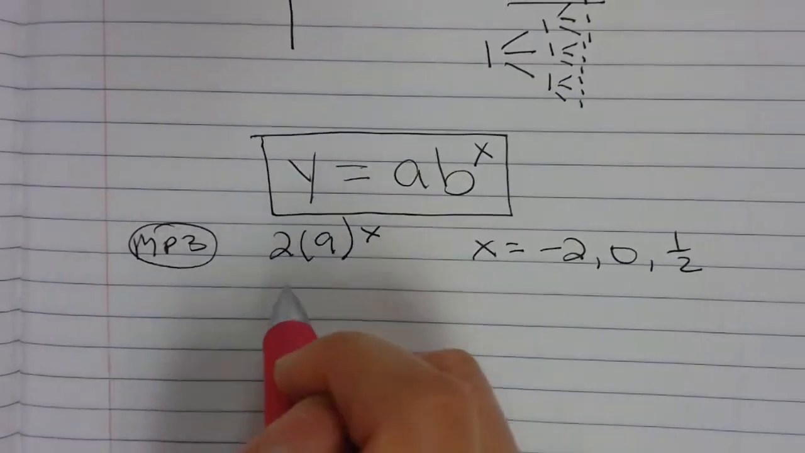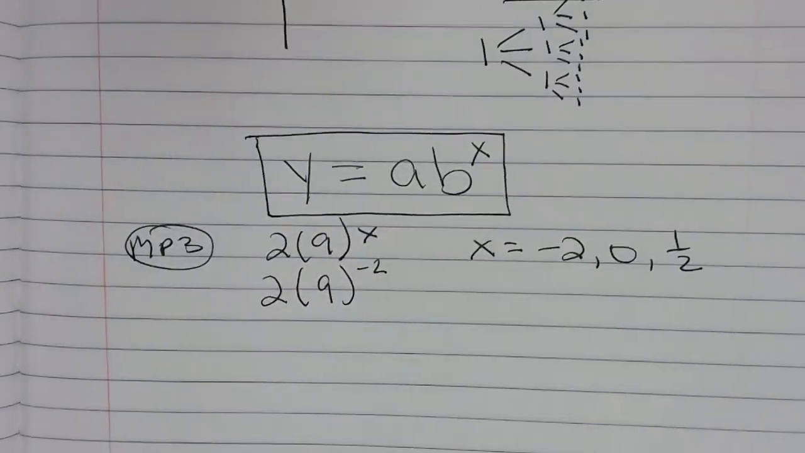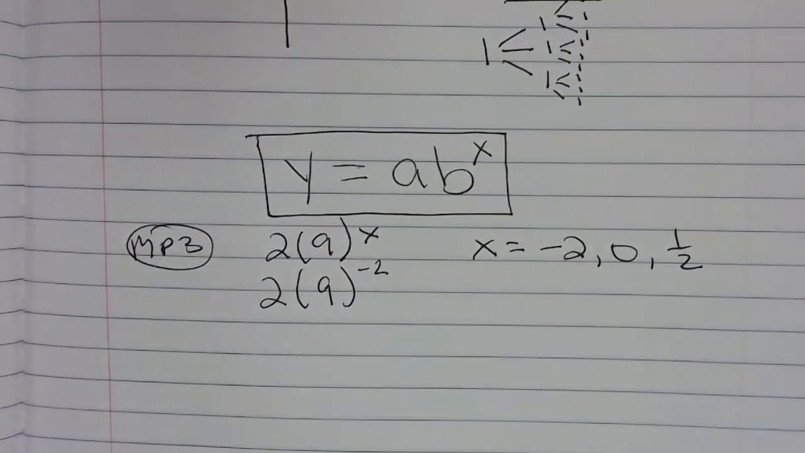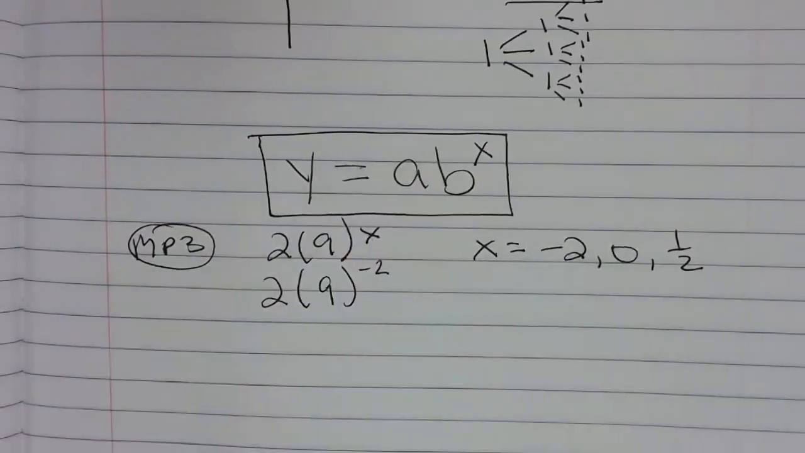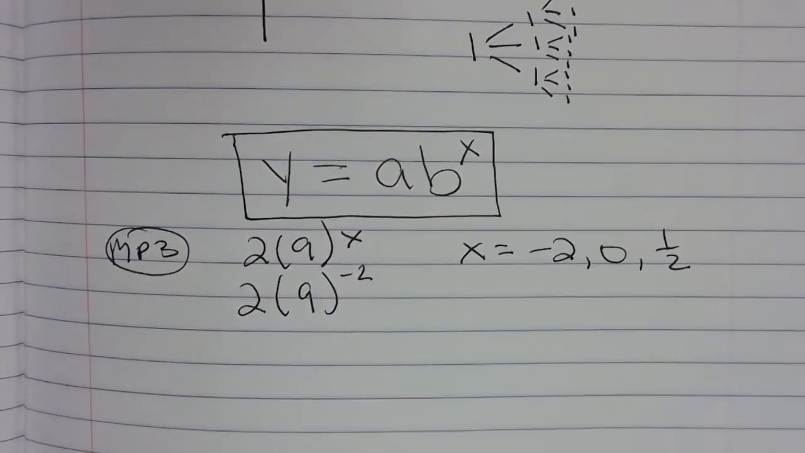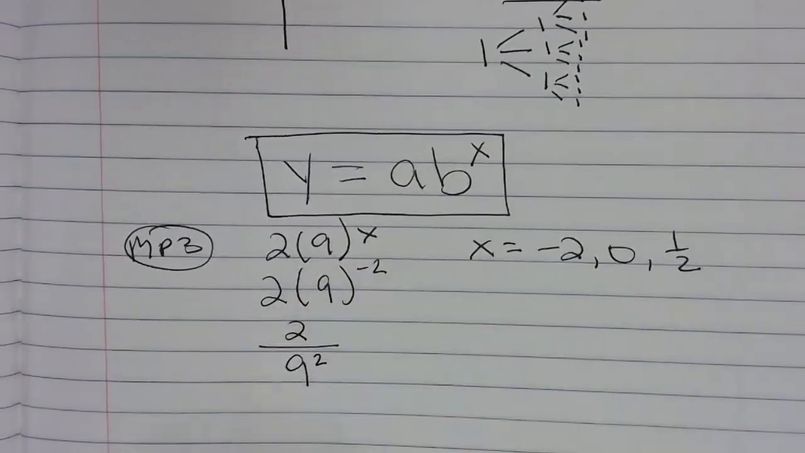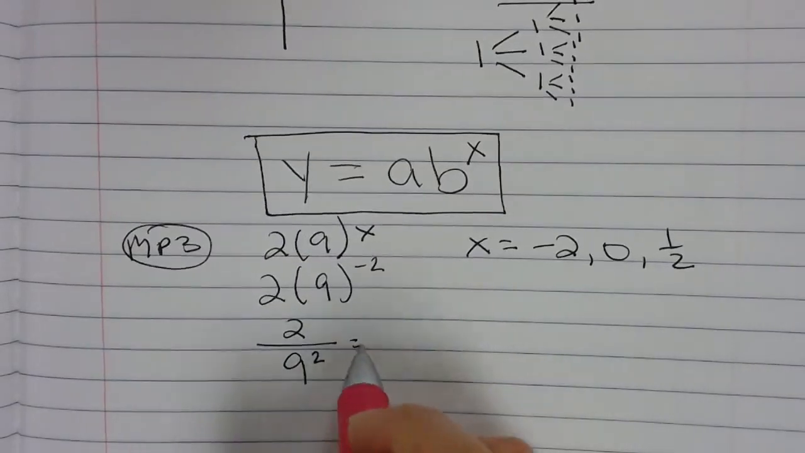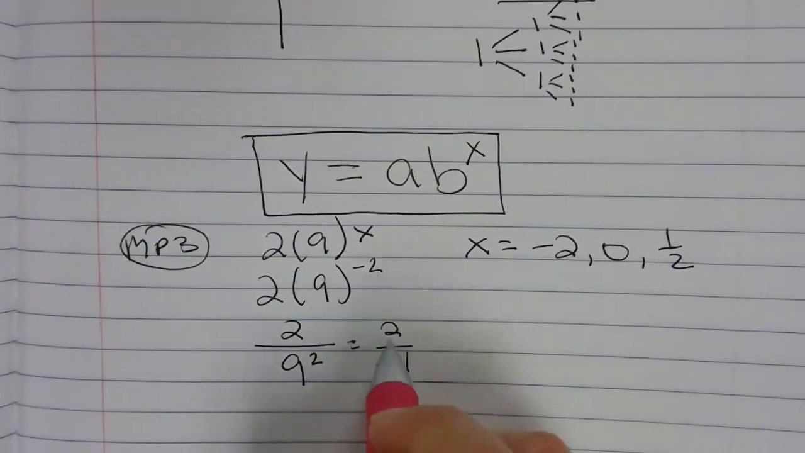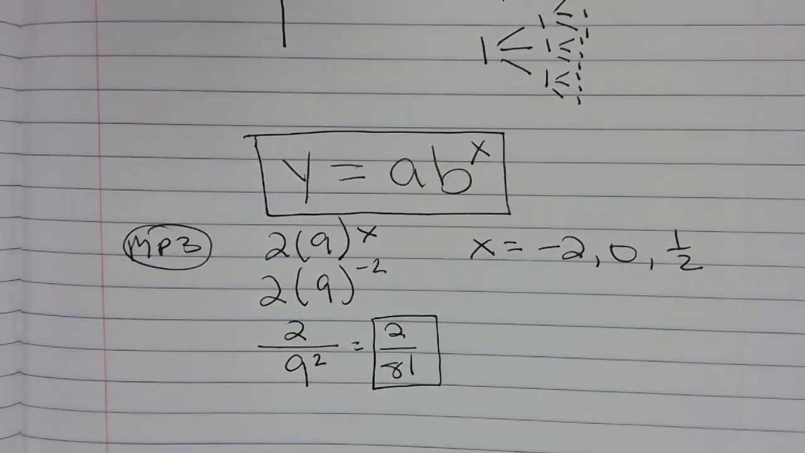So let's do -2. 2 times 9 to the -2. Oh, a -2. What is that telling me? Move me. So who is it moving? Only the 9, to the denominator. So it's now 2 over 9 squared, which becomes 2 over 81. Very good. Here's why you need to know sections 1 and 2. You need to make sure you're solid in those.